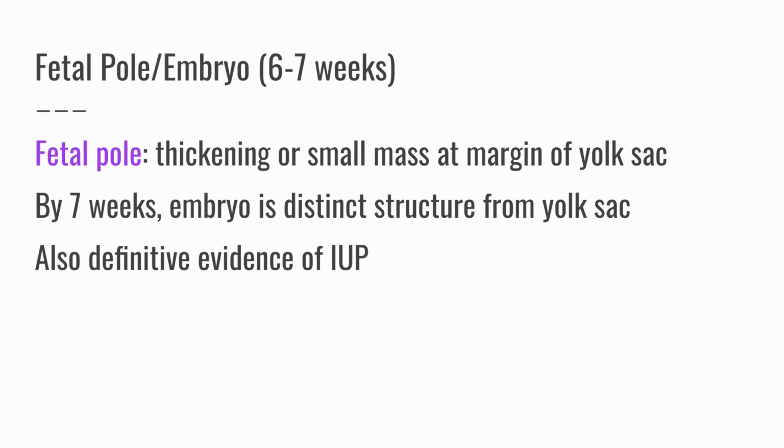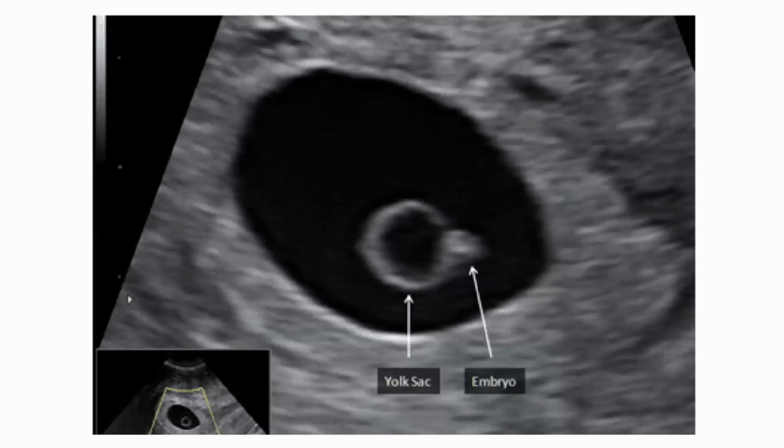So the next thing you'll see is the fetal pole and embryo. On transabdominal ultrasound, you should start to see this by around 6 to 7 weeks. A fetal pole is defined as a thickening or small mass at the margin of the yolk sac. But by 7 weeks, it becomes its own distinct structure, though it starts off as just a bud off of the yolk sac. If you see this, also great. This is definitive evidence of an IUP.